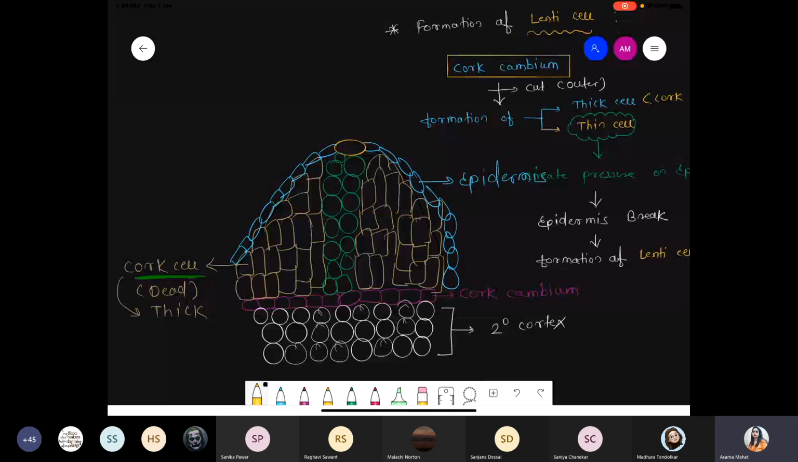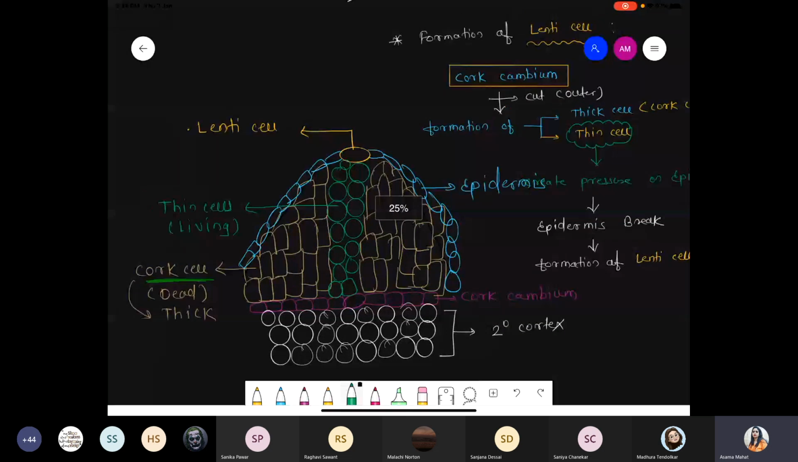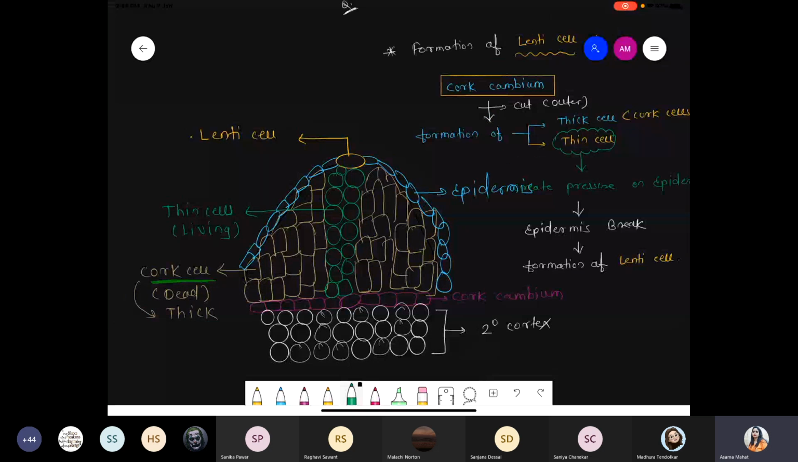And that small pore is simply called lenticel, which is always open, responsible for the gaseous exchange. And whatever the green colors are shown, these are the thin cells, which are living. Obvious है, if cells are living, it means they are showing continuous growth. अंदर तो कोई जगह ही नहीं है because already cork cambium is present. So now what happened? They exert pressure toward the outer side. And now due to the addition of the new cells, the epidermis breaks.